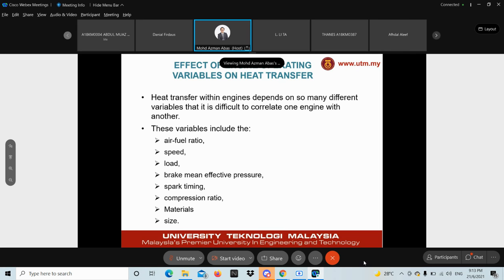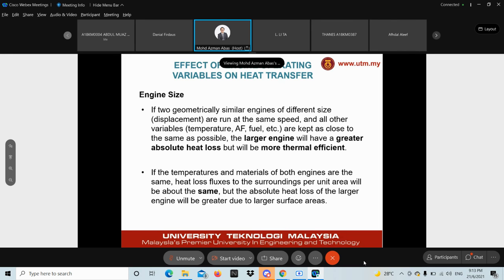You can't directly compare engines even if they have the same size, such as between 1.6 liter engines, because the variables vary during operation. Therefore, the heat transfer between engines in the same category might also vary.